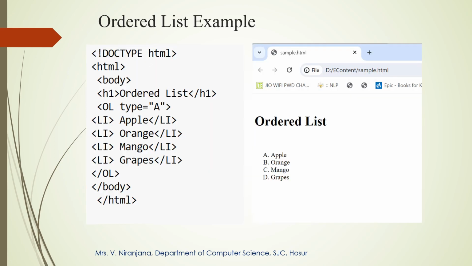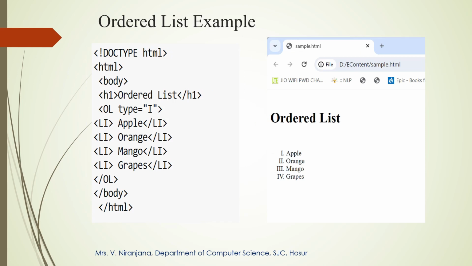Now you can see an example here. I have used OL type A. It means the list will be displayed with capital letters starting from A, B, C and D. So the same list of fruits is displayed with capital alphabets. Next, in this example I have given OL type I. It means Roman numerals in uppercase. You can see in this output on the right-hand side that the fruit names are displayed with Roman numerals, in uppercase.